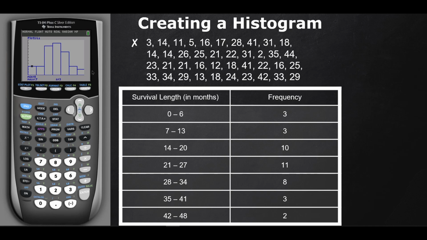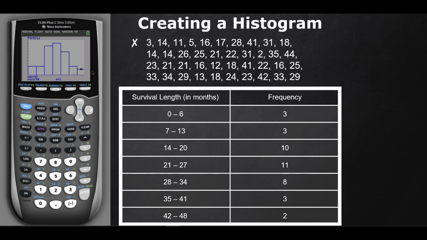So we got 3 frequencies there, and then a 3, a 10, 11, 8, a 3, and a 2. So now it's matching our frequency table. And bam, there is our histogram using a Texas Instruments calculator. There we go.